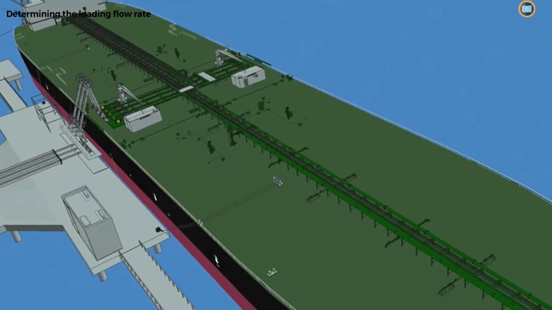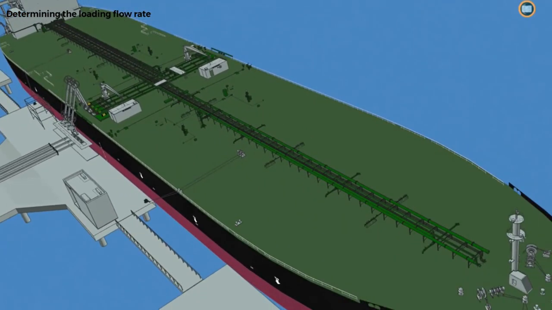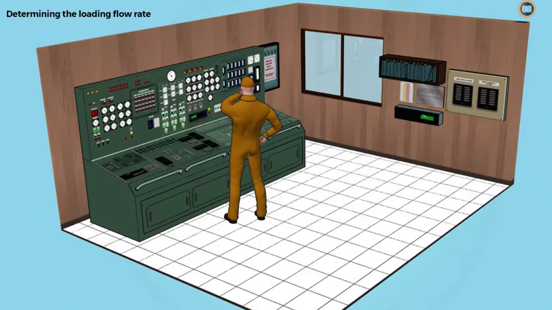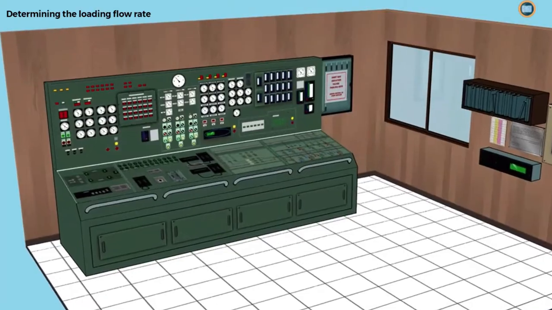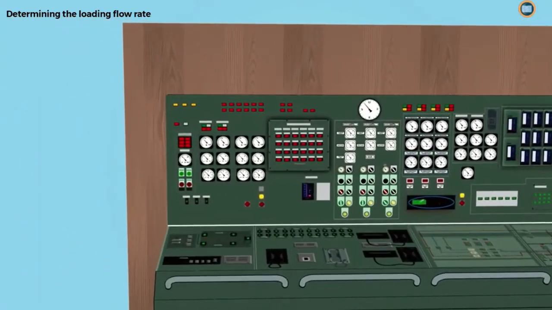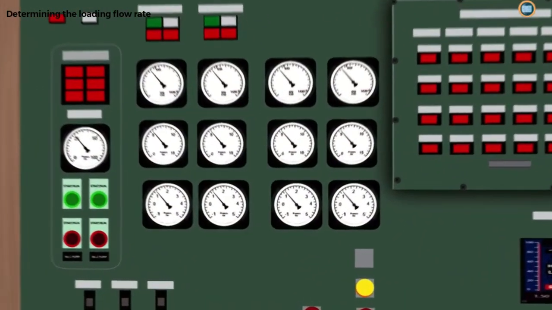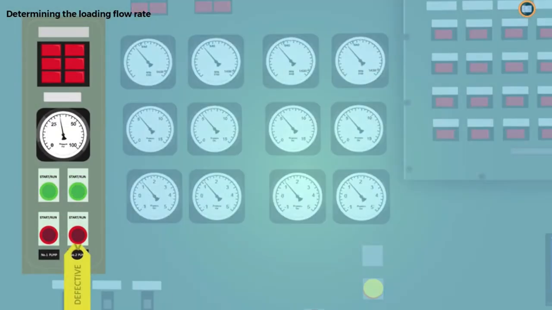While these factors must be considered when determining the maximum flow rate, the overriding decision might be limited by the experience of the person in charge of the loading operation and the functionality of the valve control system. If the officer in charge is not experienced or there are any defects in the system, the cargo loading rate might need to be lower than the maximum permissible.